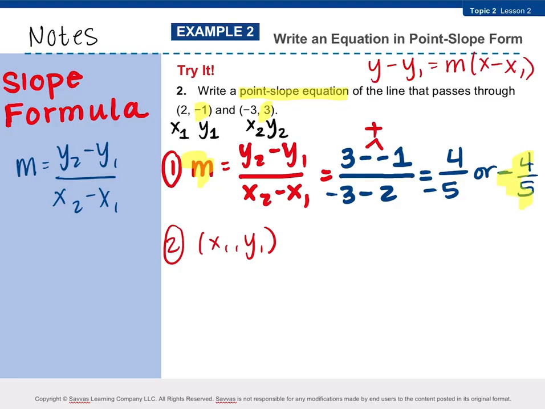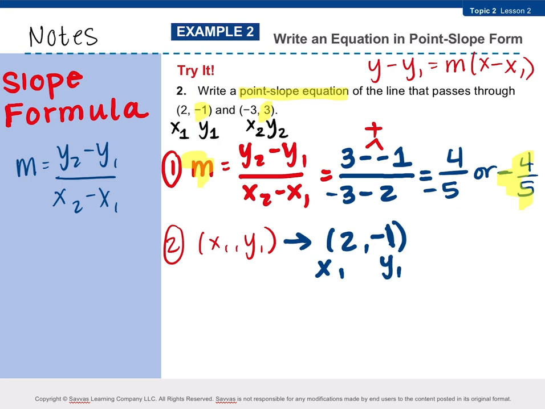And then the point is even easier. They're asking me for x1 and y1, and I already have x1 and y1, right? We already labeled a point as x1 and y1. I could use the other point. I just can't mix and match numbers from 2 different points. So that means that my x1 is 2 and my y1 is -1.